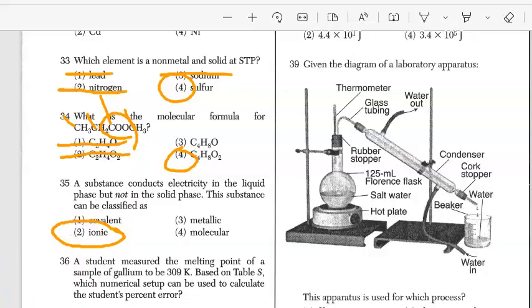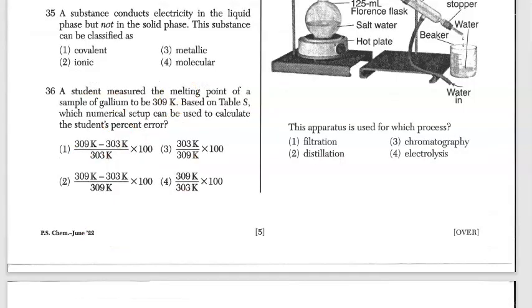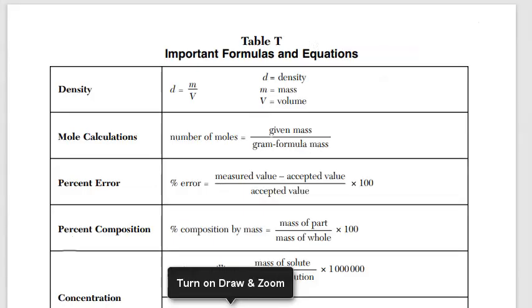That's 35. For question 36 now, we are looking at percent error. For percent error, there is an equation on reference table T. Let me show you where that is. All right, reference table T, right here. Don't confuse percent error with percent composition. Two different things, and look at the equations. They look a little bit different.